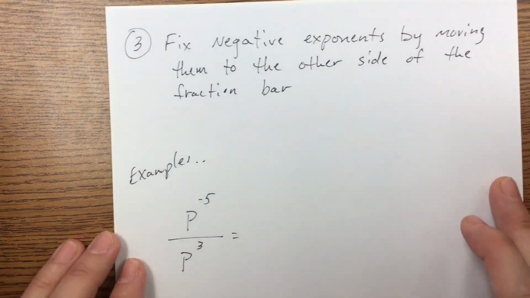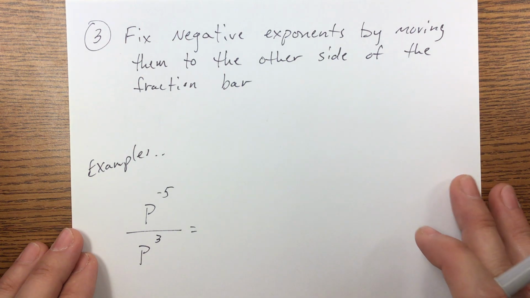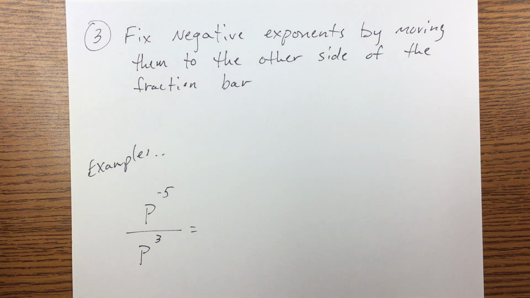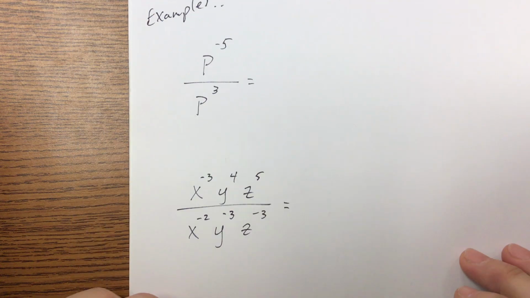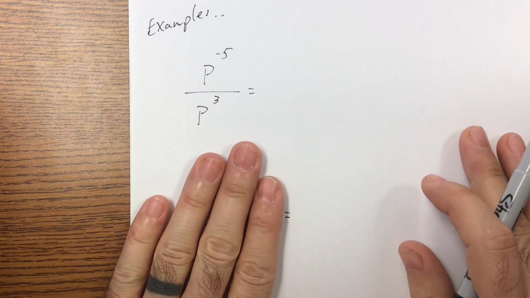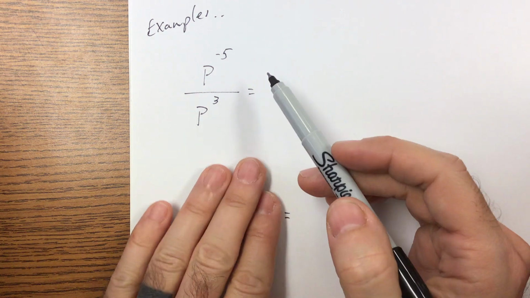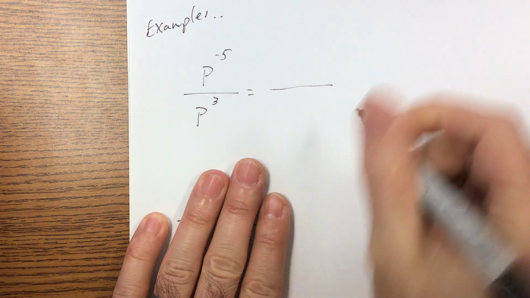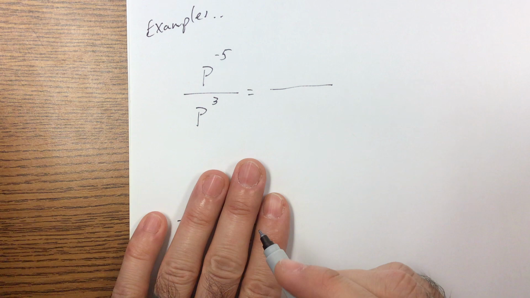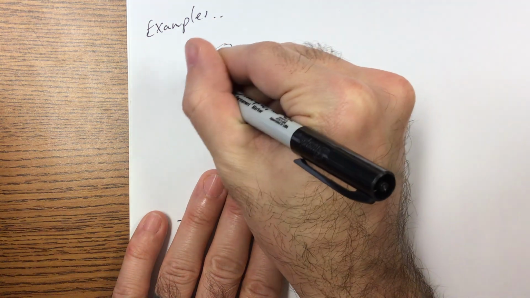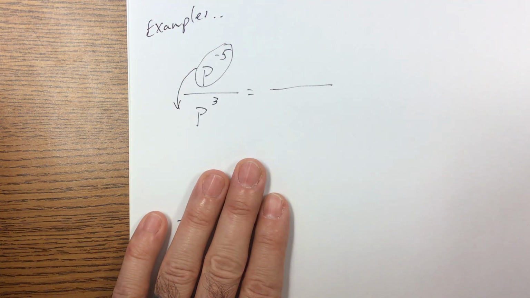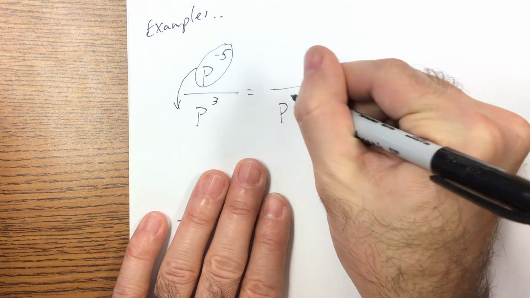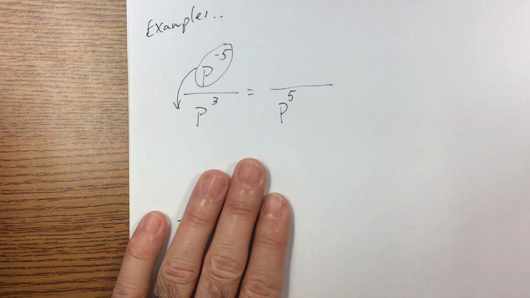Let's talk about negative exponents. And this is the big thing to remember. You can fix negative exponents by moving them to the opposite or other side of the fraction bar. So let's look at this example. Just focus on this one right now, not this one down here. All right? Do we have any negative exponents? We do. We've got p to the negative fifth on top. We're going to fix that by moving it to the opposite side of the fraction bar. So it's on top, we're going to put it on the bottom, and that's how it becomes a positive 5.